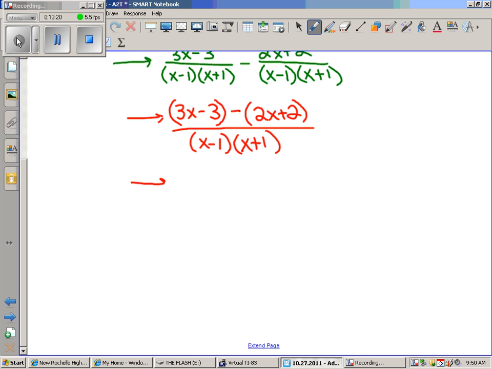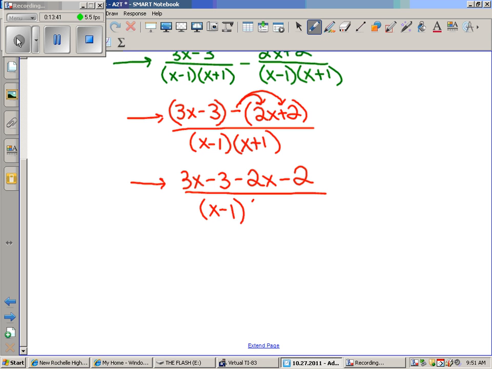All right. So then really here's what we have. We have 3x minus 3. This negative gets distributed inside, and I don't need parentheses around it. 3x minus 3 minus 2x minus 2, all over x minus 1, x plus 1. 3x minus 2x is x. Negative 3 minus 2 is negative 5. So it's the same thing, but sometimes you can lose track of things like that.